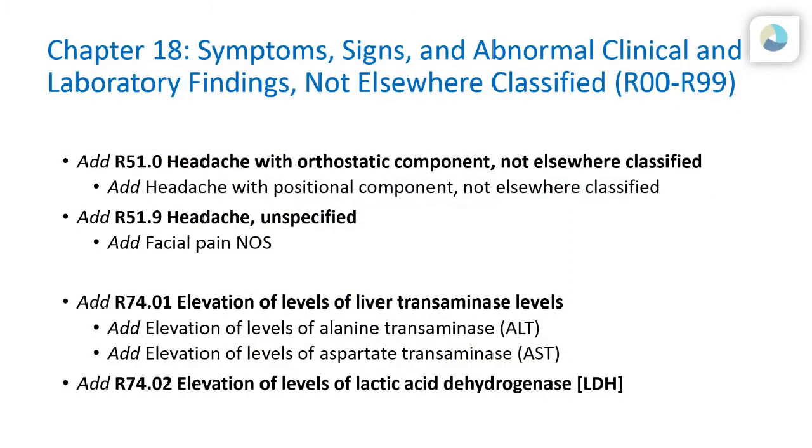Here's the new headache codes. Headache with orthostatic component not elsewhere classified, and headache unspecified. So it's just broken out those headache codes a little bit more. And then the two new codes are for elevation of levels of liver transaminase levels, your ALTs and your ASTs, and then elevation of the LDH. So again, broken it out into specificity instead of grouping them together.